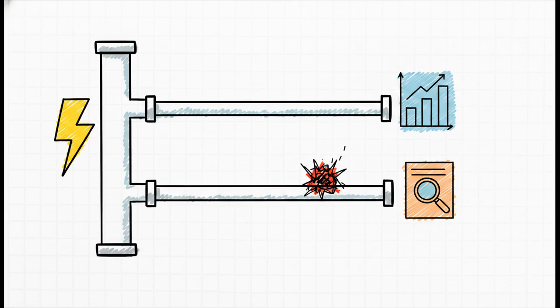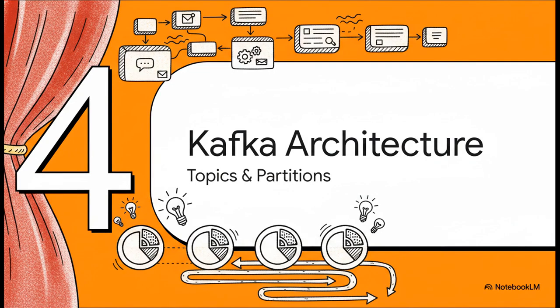If the search team deploys a bad bug, why should the analytics pipeline crash? It shouldn't. Streams allow different teams to consume the exact same blog-published event entirely independently. Let's transition to part 4, Kafka architecture demystified. We're going to pull back the curtain on Kafka, starting with the core primitives you absolutely must understand viscerally to use streams effectively in your architecture.